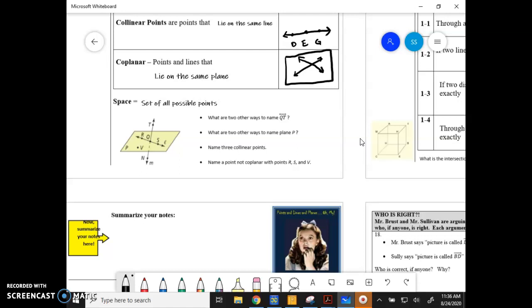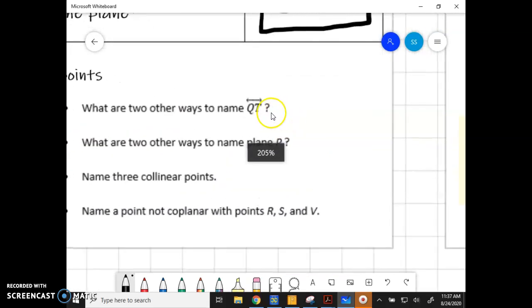All right. So let's go through here. Let's look at these questions. What are two other ways to name QT, and what are they referring to? By this QT, we'll look on top, zoom in a little bit. There's an arrow on both sides.